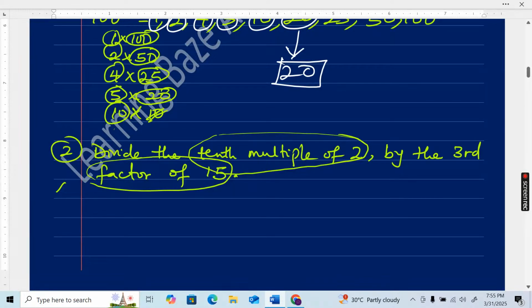Yes, yes, yes. What is the 10th multiple of 2? Put it in your head. Then divide it by the third factor of 15. You list the factors of 15. Pick the third one. Divide the 10th multiple of 2 by that factor of 15 that is number 3. Who wants to be a VIP? Let's go. Okay, I'm going to close my comments now. I want to close the chat now. I hope you typed your name.